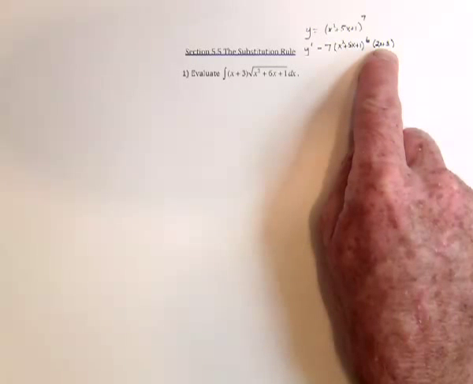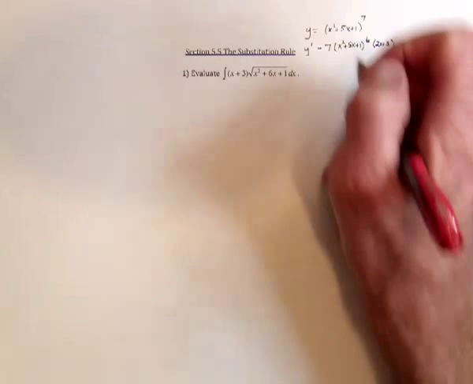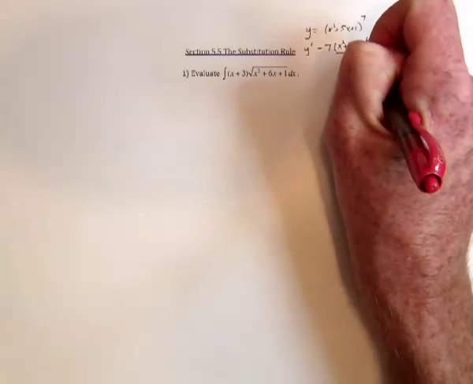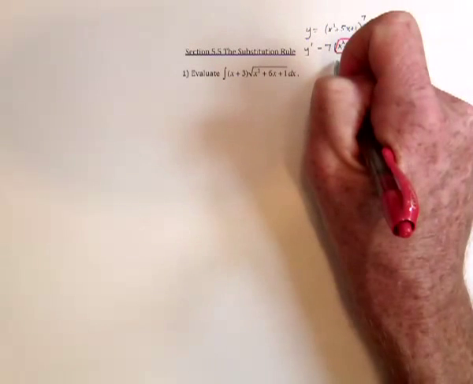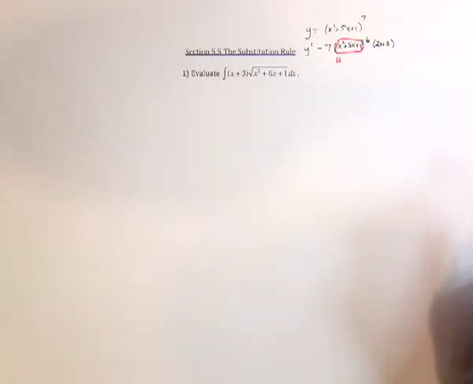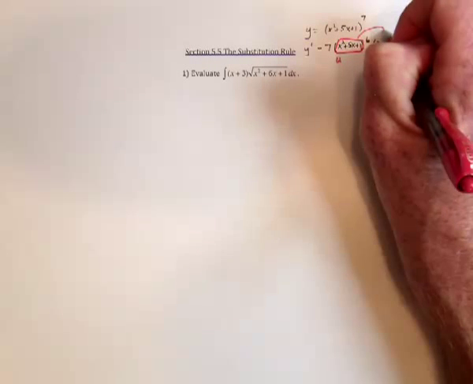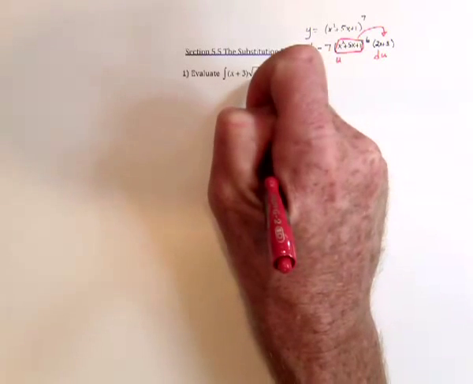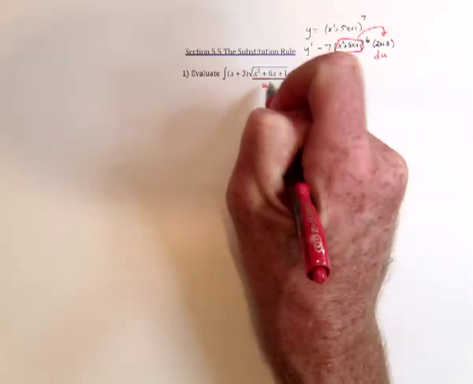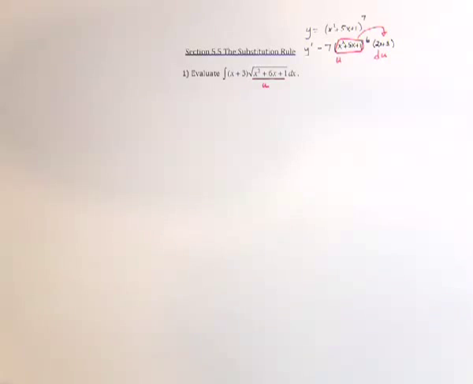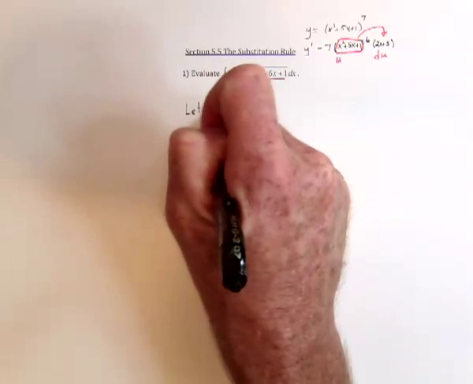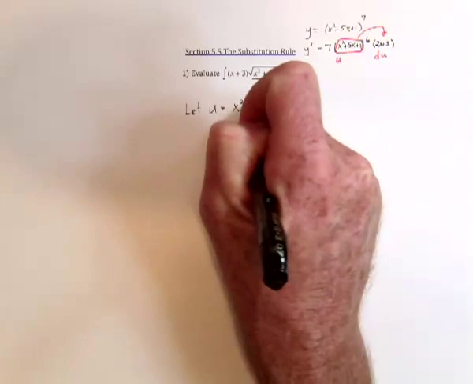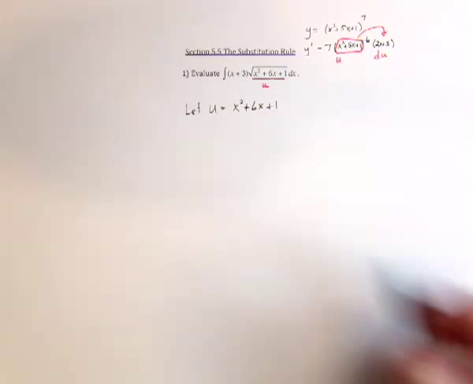Well, that's essentially what the substitution rule is doing. It says, okay, you're going to have the inside part right here, which for substitution we usually call u, and then via the chain rule, you need the derivative of it right out here. So the u should be the inside function. With this one, it's inside of the square root, so that's going to be the u. So let u equal x squared plus 6x plus 1.